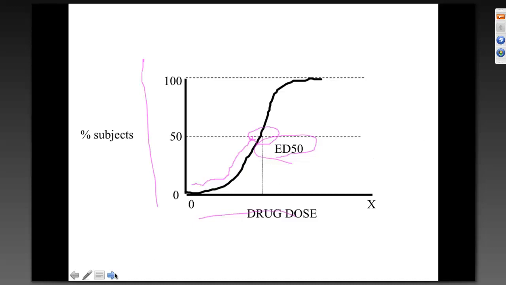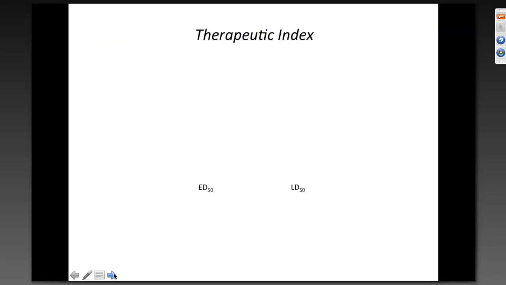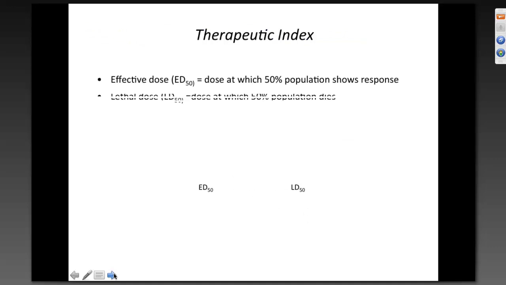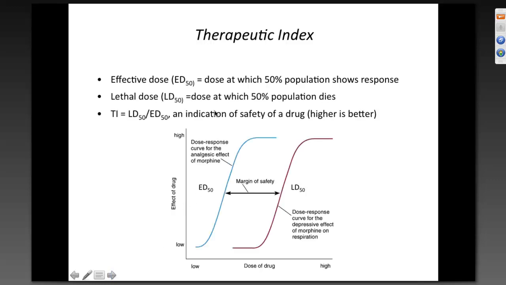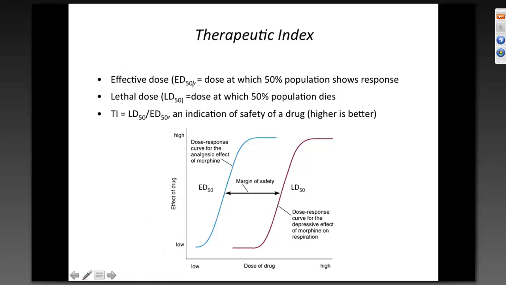Okay, now let's go to therapeutic index, okay? Let's just go ahead and put them all up here. Okay. Now, we've just defined ED50, okay? Dose at which 50% show a response. So you can probably pretty much extrapolate or intuit what LD50, the lethal dose, is. It's that dose at which 50% of the population dies.